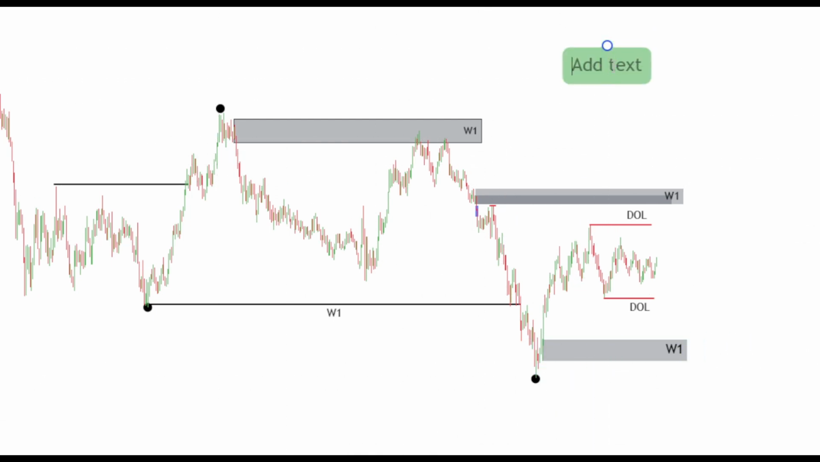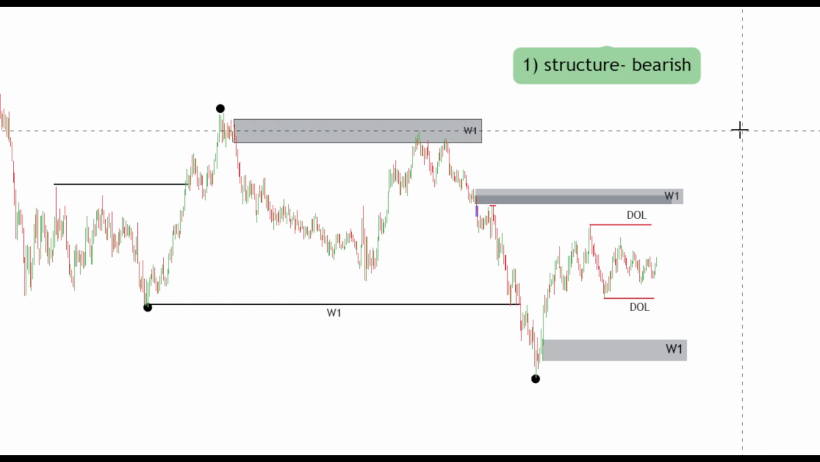So let's label this on top. We've been through our market structure. So number 1, which is structure, we can label that as bearish. Excellent. Now, this is one thing.